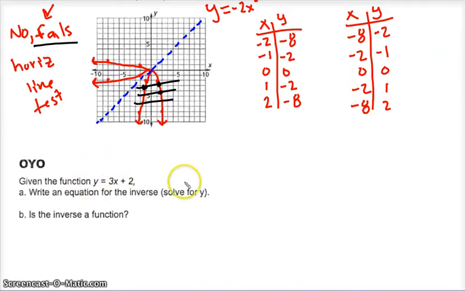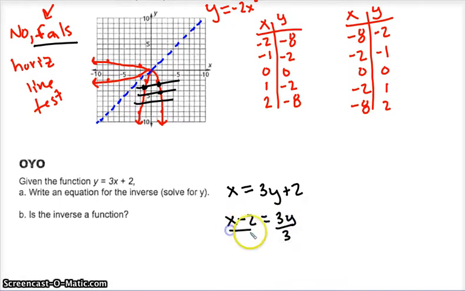You should have, for part A, switched the x and the y value. So x equals 3y plus 2. When you solve for y, you have x minus 2 equals 3y. Both sides get divided by 3, so y equals x minus 2 over 3.